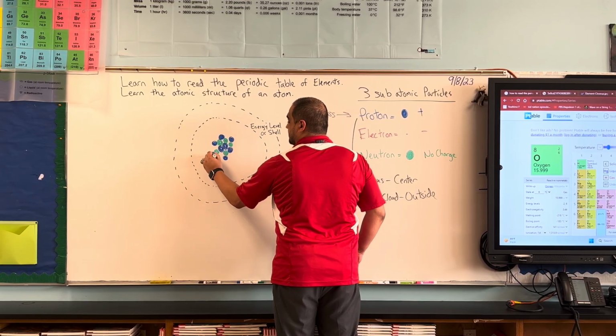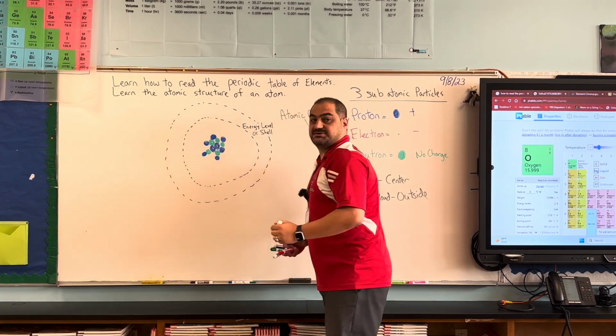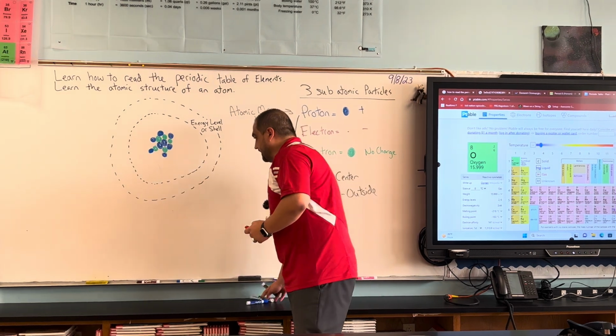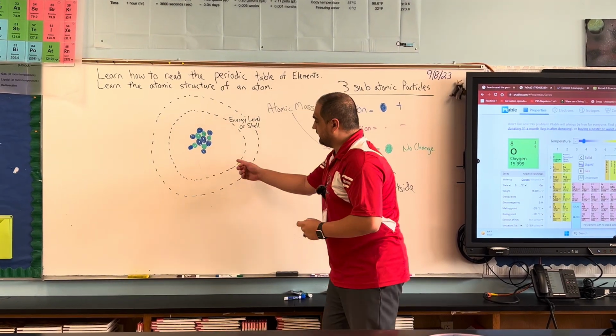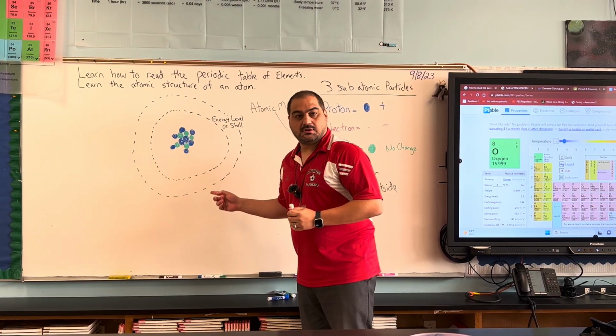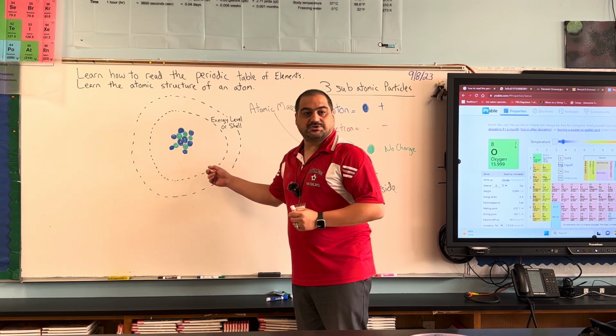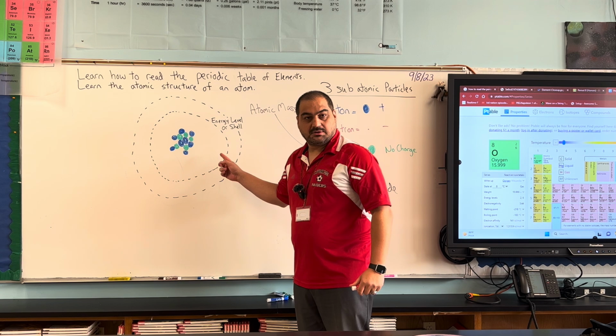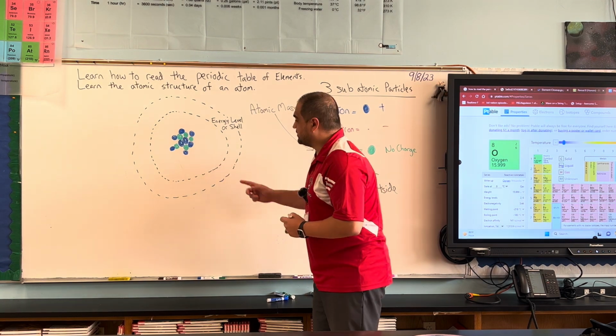How many electrons? Nico, finish this up. How many electrons? 8. Sweet. So do I put it in the first energy level? No, the second. Why can't I put it in the first one? That's the nucleus. No, the first energy level, the inside one. Oh yeah, you can. I can?